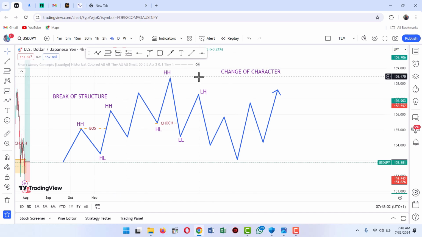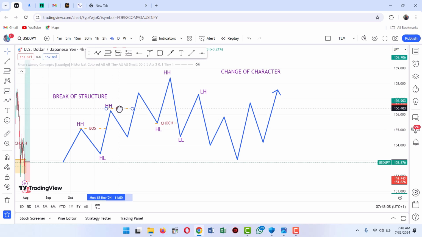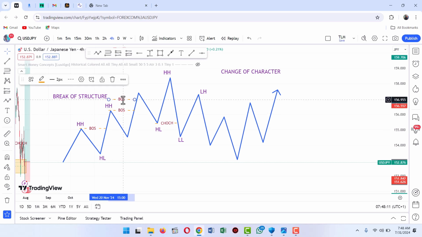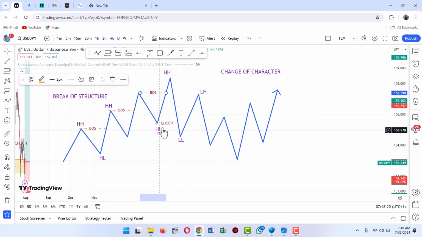We have a series of break of structures to the upside. But when the character of the market shifts, when a higher high breaks below a higher low, then we have a change of character.